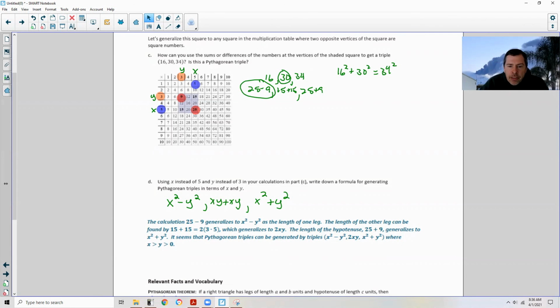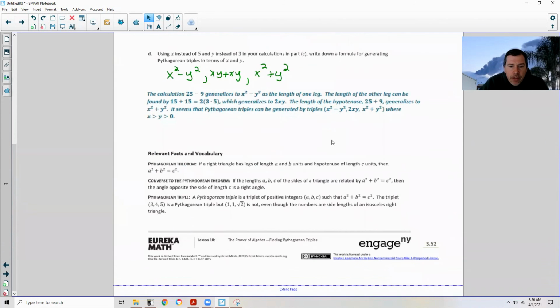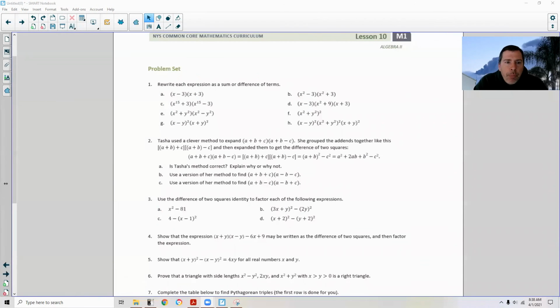It's pretty impressive, actually. So here's some relevant facts and vocabulary. I will leave that to you. Okay, page 4 brings us to the end of lesson 10. Go to your problem set.